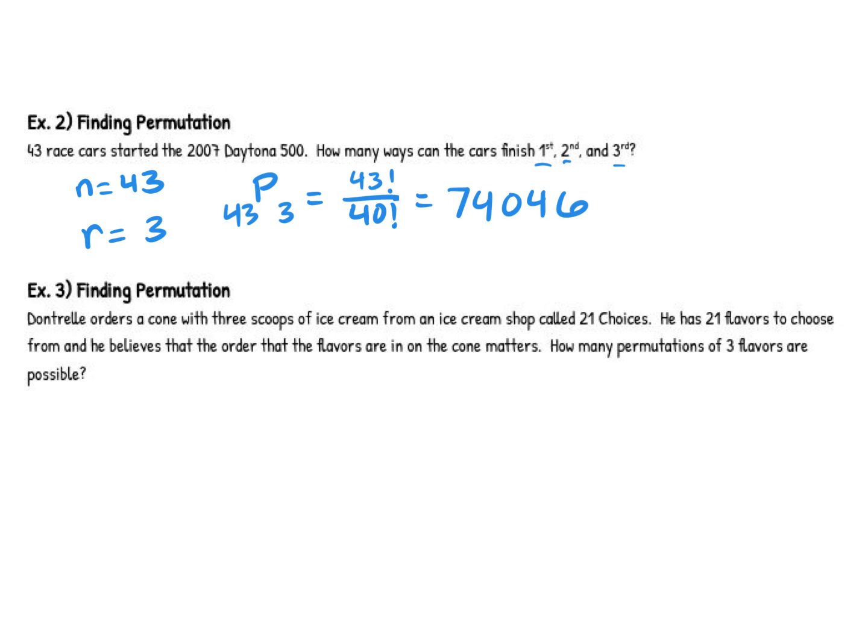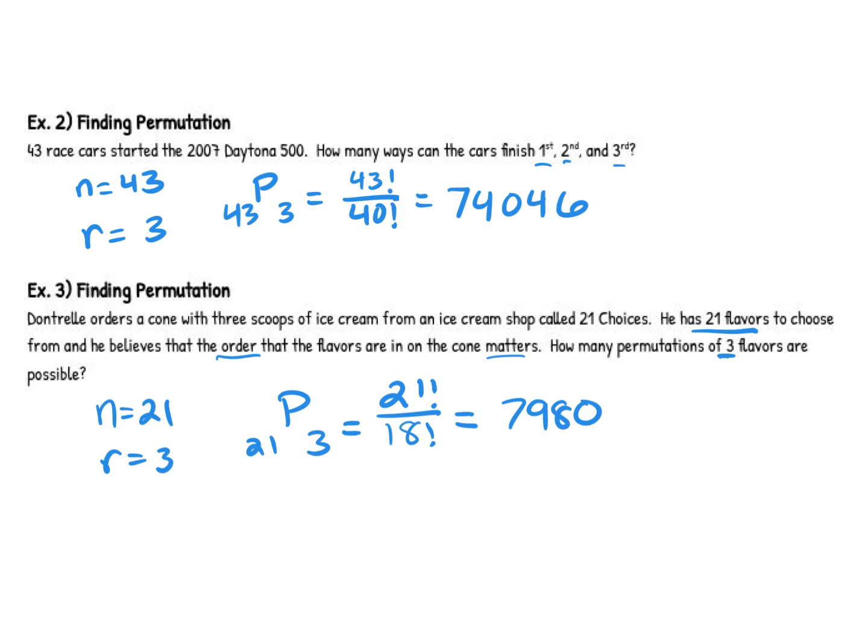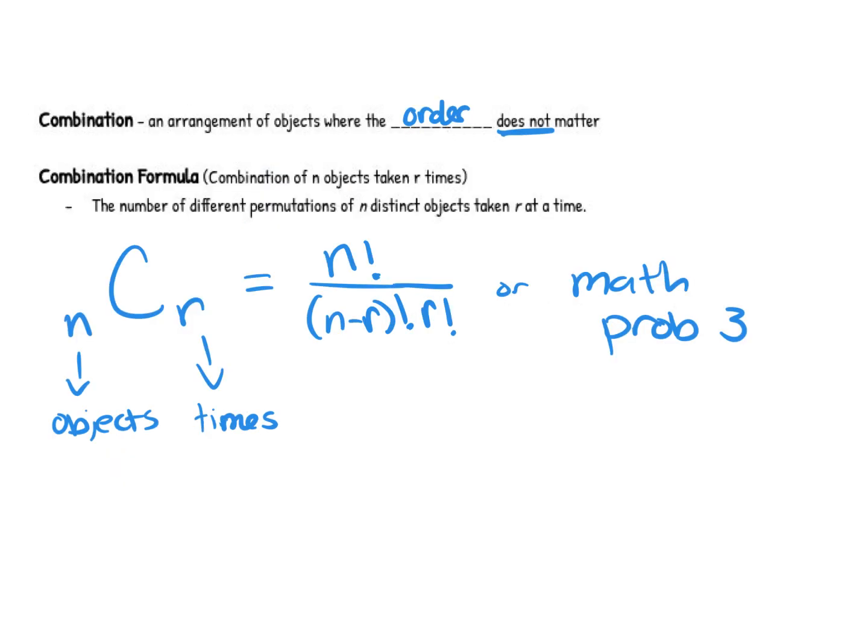I want you guys to try example 3 and then pause the video, come back for the answer. Okay, here's our answer. There were 21 flavors to choose from, and he's choosing 3 of them. So permutation 21 choose 3, 21 factorial over 18 factorial, 7,980.